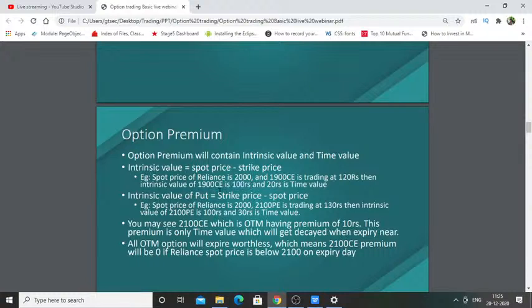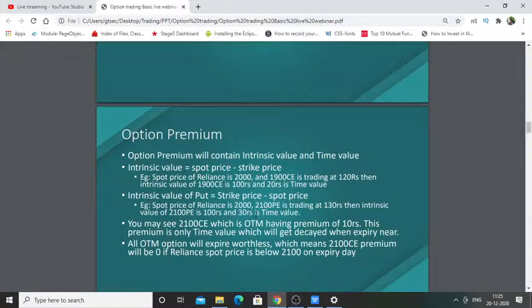If you want to look at the intrinsic value of a put option, then you have to subtract the spot price from the strike price. Same example: Reliance is trading at the price of 2000, and the 2100 put option is trading at 130 rupees. Then the intrinsic value of the 2100 put option here is only 100, and 30 rupees will be time value.